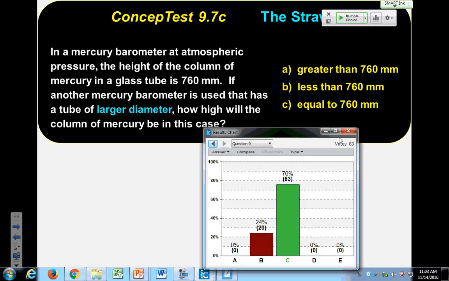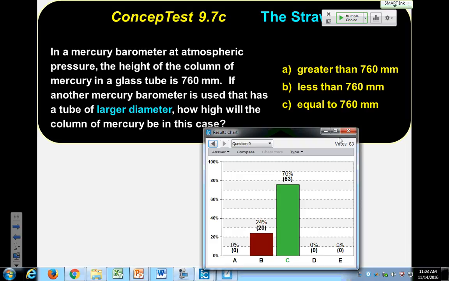Okay, awesome. It's a good thing that the barometer doesn't depend upon the diameter, because then we'd have to standardize the diameter of the barometer. I'm sorry, I said height, I meant diameter. If we change the diameter of our barometer, then it doesn't change the height of the column.